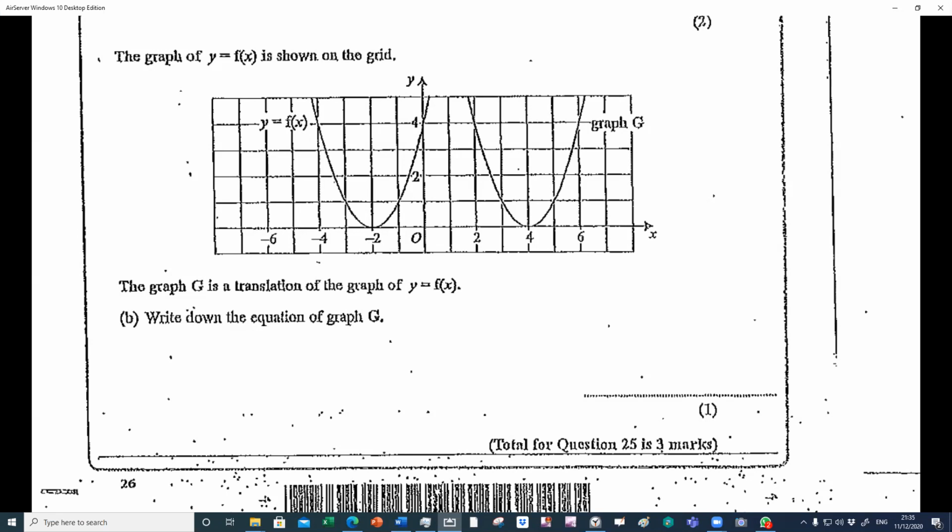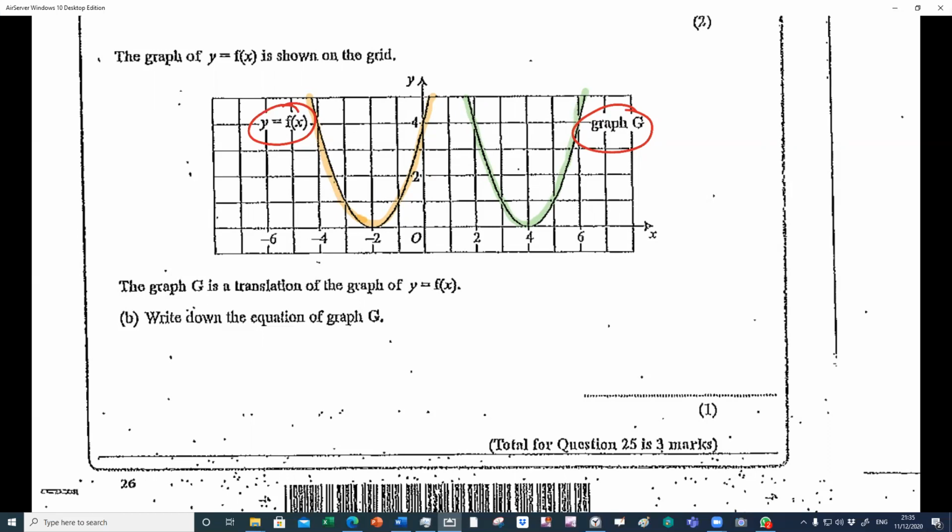The graph of y equals f of x is shown on the grid. The graph G is a translation of the graph y equals f of x. Write down the equation of graph G. So this graph has to become this graph. What did they do to the original graph? I'm going to highlight the original graph in orange. So tell me, how did the orange graph become the green graph in your own words? What did they do?